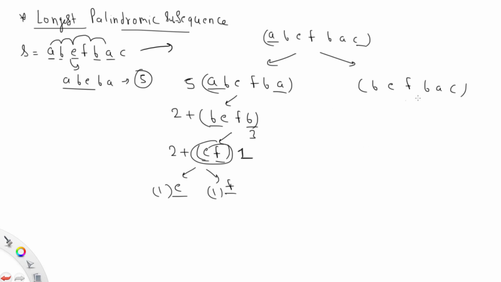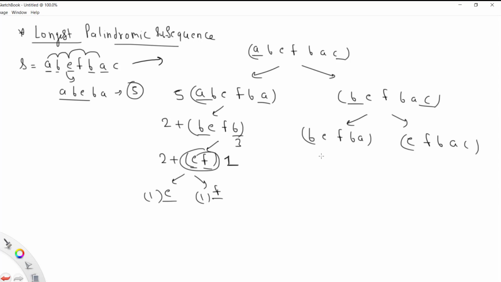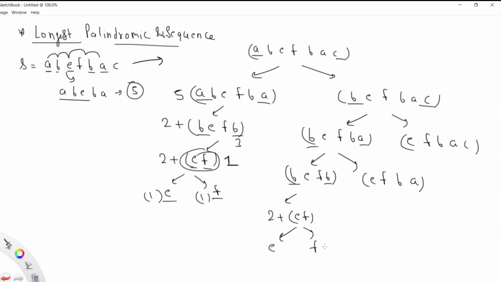Now let's check this other one. Here B and C are not matching. Again it will break into two: one will be B E F B A, and another will be E F B A C, right? Now it will again break into B E F B and E F B A, because B and A are not matching. Now B and B are matching, so it will say 2 plus E F. Again it will break into E and F. E and F are 1 and 1, it will say it has one value, so 2 plus 1 is 3. So this solution has 3.